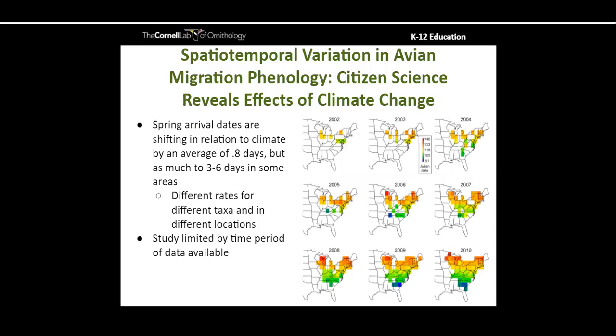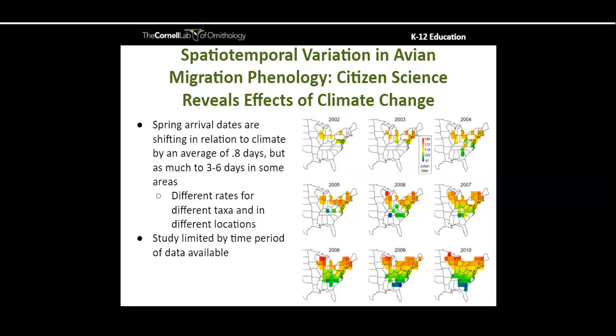Now, this one is a lot more dense, and I'll be honest that I'm not entirely sure that I fully understood what I was reading. But what it comes down to is that this study was looking at spring arrival dates across species and locations and trying to see if there was any shift in avian migratory phenology. So the dates of arrival in bird species in response to climate change.